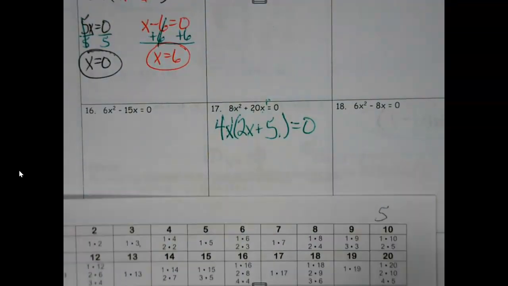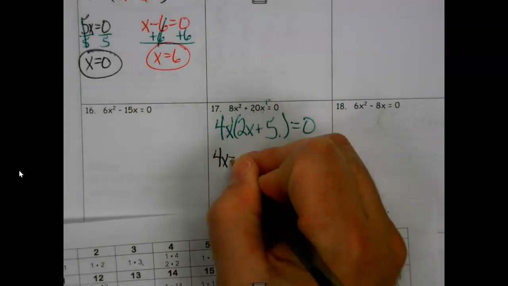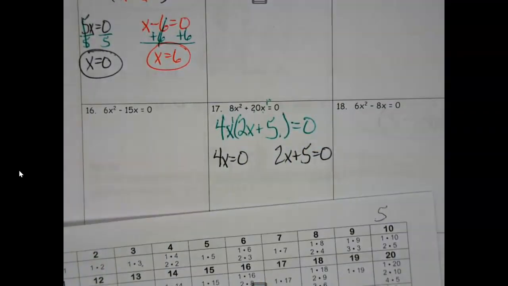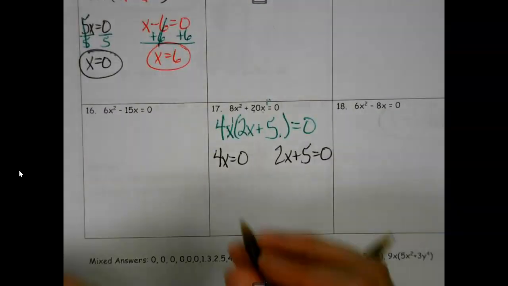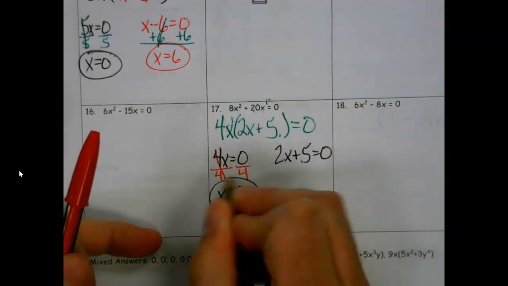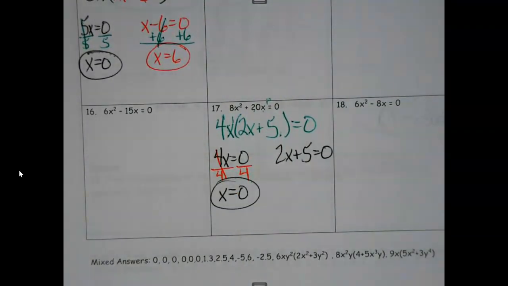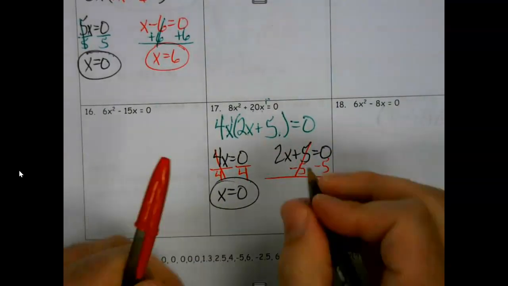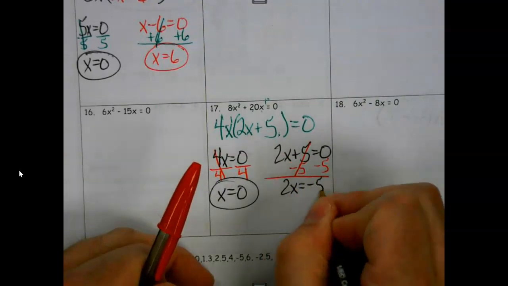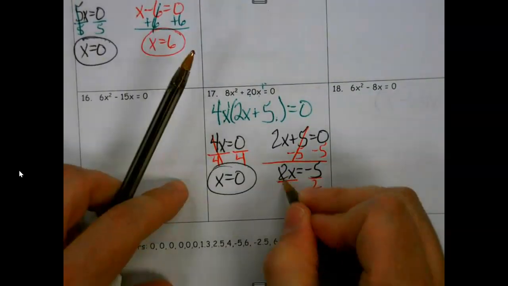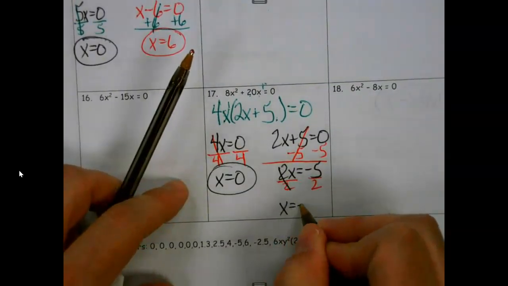And now we're to the point of truth. Each one of my pieces that has an x gets set equal to 0. Is 0 always going to be one of the answers? Not every time. And we just have to trust our equation solving skills.